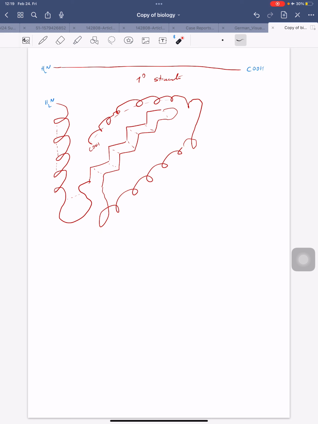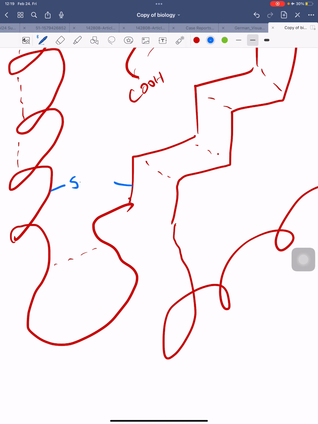Now it is a secondary, different secondary. When it is secondary, it is more flexible because these groups can freely move. But maybe, for example, here we have a cysteine. It has an SH group, and the other cysteine also has an SH group.